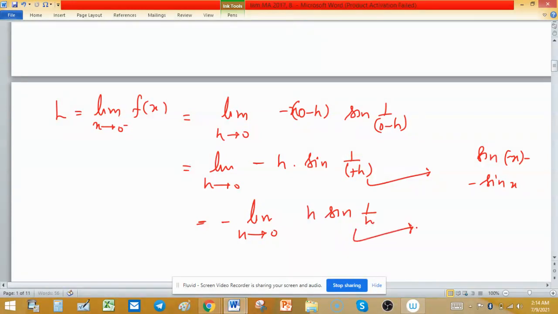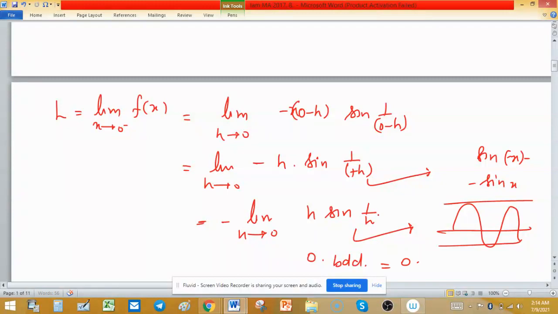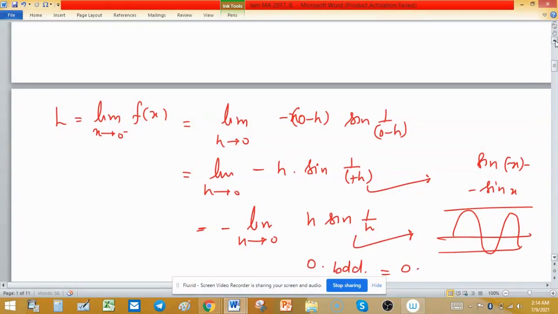As the sine function is bounded, you can observe the graph of the sine function, and h is tending to 0. So after putting the limit, this looks like 0 into some bounded value, because the sine value oscillates between two numbers, 1 and minus 1. So 0 into some bounded number will be 0, meaning the left hand limit exists and is equal to 0. Now work on the right hand limit.